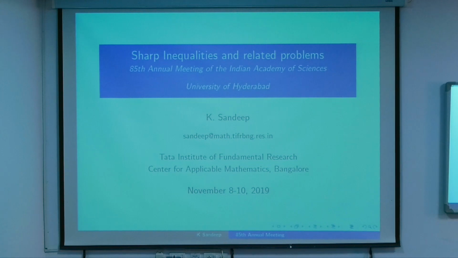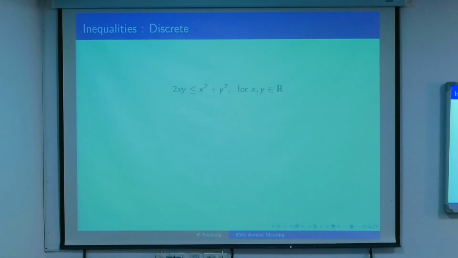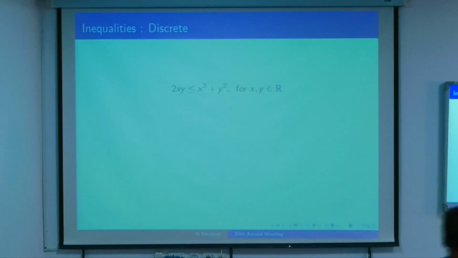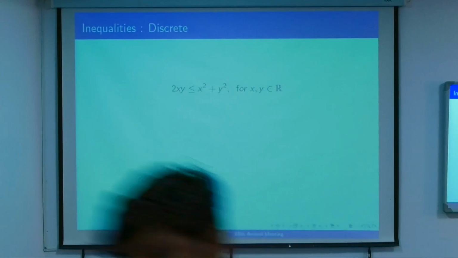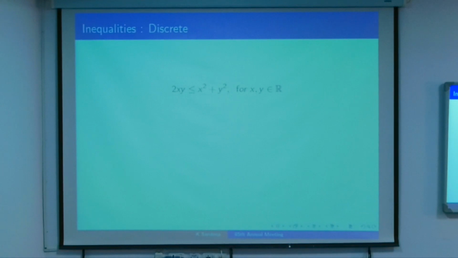Okay. So all of us are familiar with inequalities. We have seen various inequalities even from our school days. In case some of you have forgotten, I will just recall some of the very elementary inequalities. For example, one of the simplest inequalities is 2xy is less than or equal to x square plus y square. It is just a restatement of the fact that (x minus y) square is greater than or equal to 0.